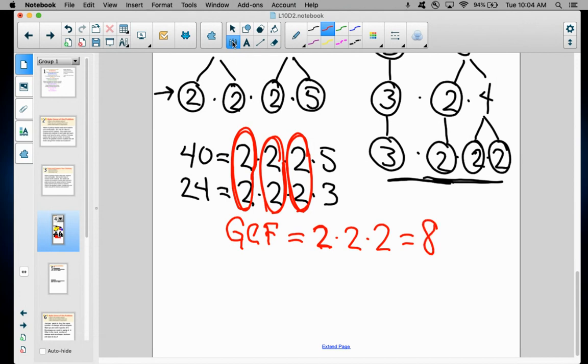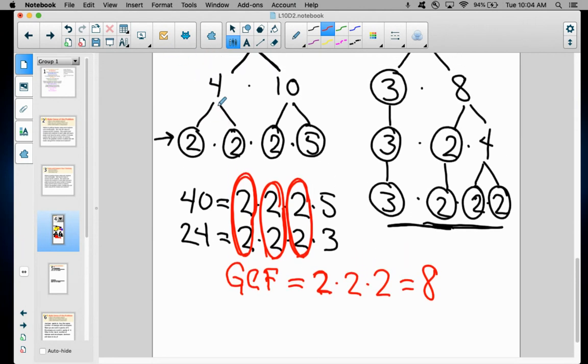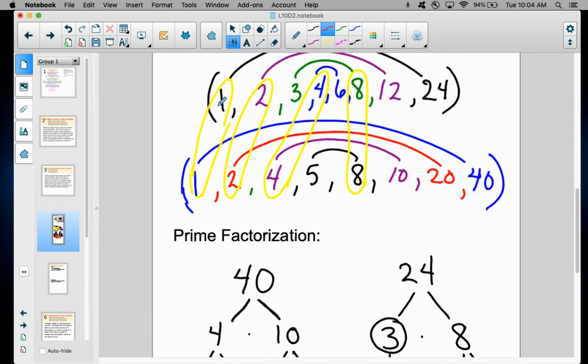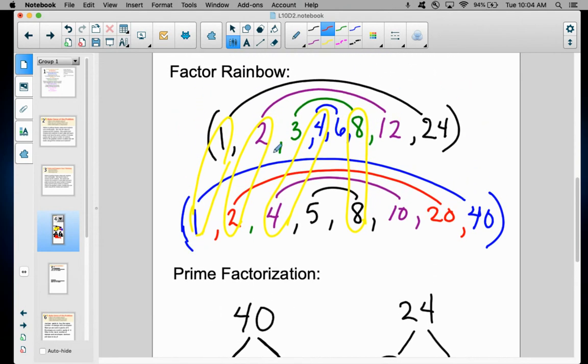So it's a different way. There's a little bit of steps to it, but the main reason why you might use this prime factorization way is to avoid having to write and figure out all of the factors. Again, if you wanted to do a list, that is totally okay as well. Just wanted to give you that option.